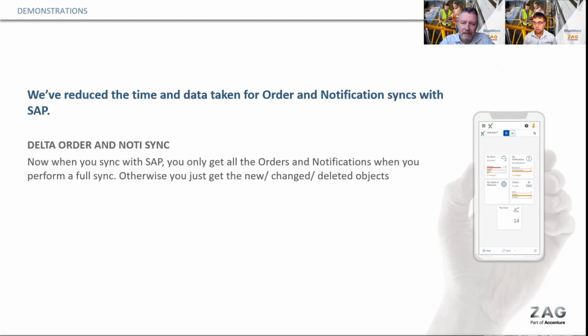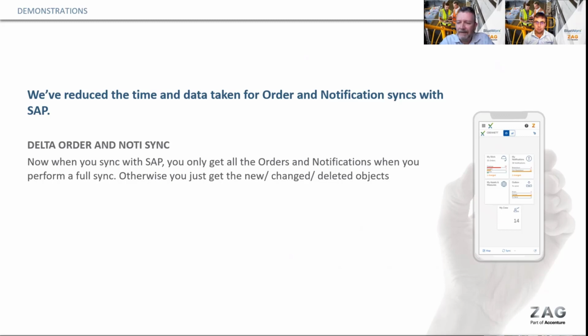As of Support Pack 10, we've moved to delta synchronization of notifications and orders, and only those that have been changed since the last time you synced are brought down to the device. So that improves the sync speed for that particular step quite considerably. And we're pretty excited about this feature, not only because it speeds up the sync time, but because it also sets us up for some potential future developments using on-demand notification and order retrieval.